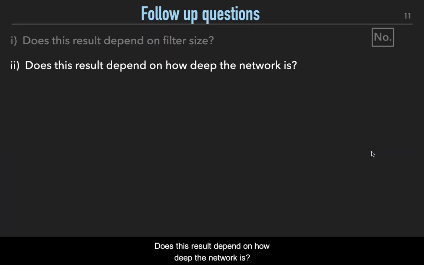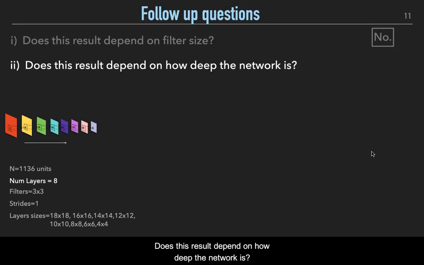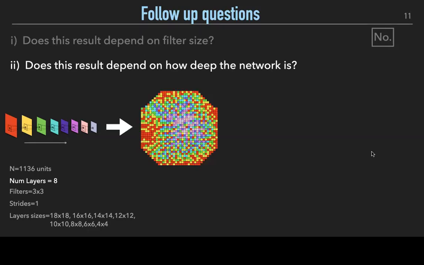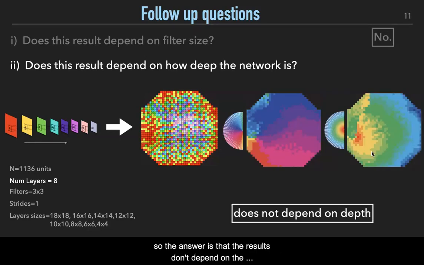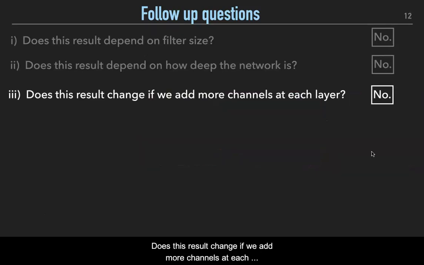Does the result depend on how deep the network is? Let's look at an 8-layer network that has 1136 units and look at its organization by layer. The units from different layers are actually still mixed together, and we still have one visuotopic area. So the answer is that the result doesn't depend on the depth of the network. Does this result change if we add more channels at each layer? For the sake of time, I will not dwell on this, but the short answer is this doesn't seem to be the case.